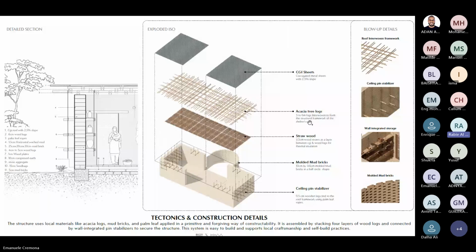The structure uses local materials like acacia logs, mud bricks, and palm leaves, applied in a primitive and forgiving way of constructability. It's assembled by stacking 4 layers of wood logs and connected by wall-integrated pin stabilizers to secure the structure. This system is easy to build and supports local craftsmanship and self-build practice. Next slide, please.